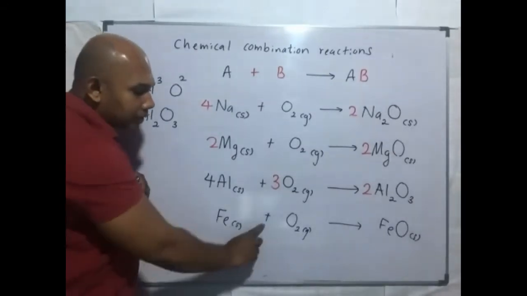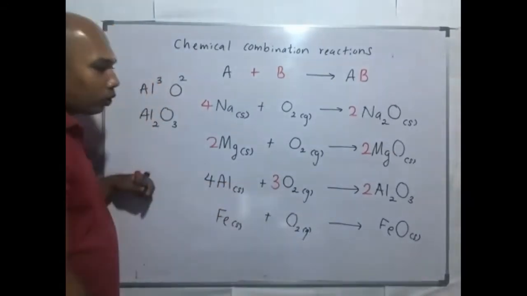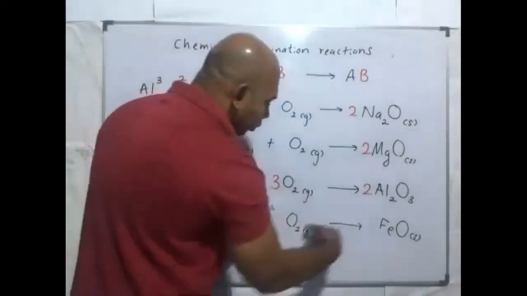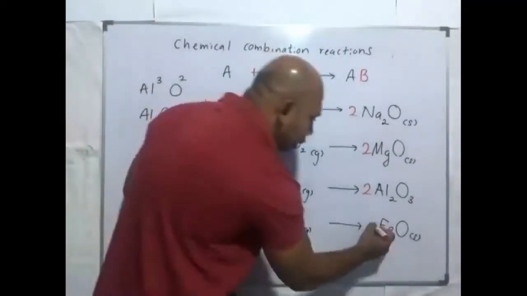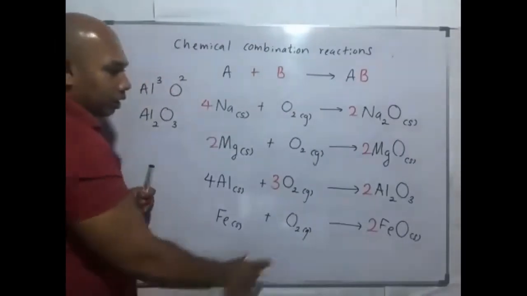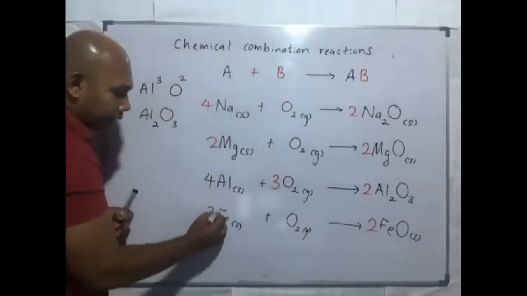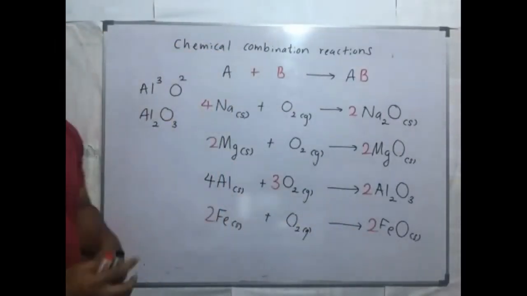Iron Fe plus O2, FeO. So then here 2 oxygen multiplied by 2, 2 oxygen, 2 iron, 2 iron. Balanced chemical reaction.